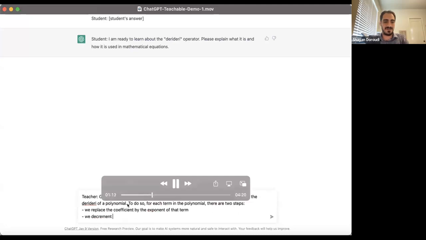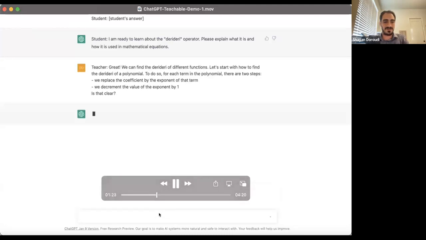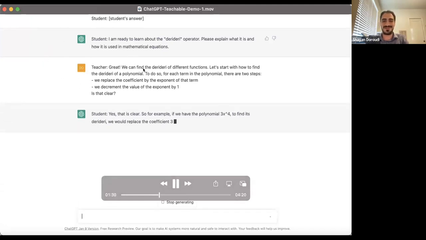So we're going to teach how to do the deri-deri of a polynomial. I describe in human language what the algorithm is for doing that. We replace the coefficient by the exponent of that term. We decrement the value of the exponent by one. And if you're familiar with calculus, which I imagine many of you are, you can tell me if that's correct or not. It's actually not correct.